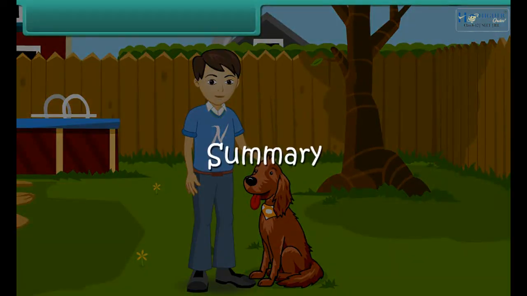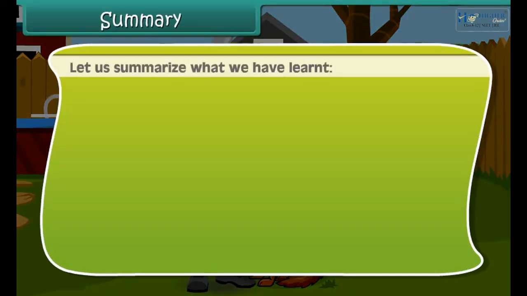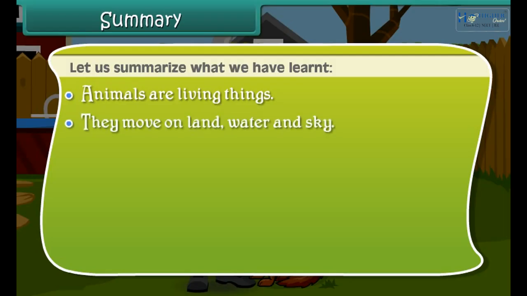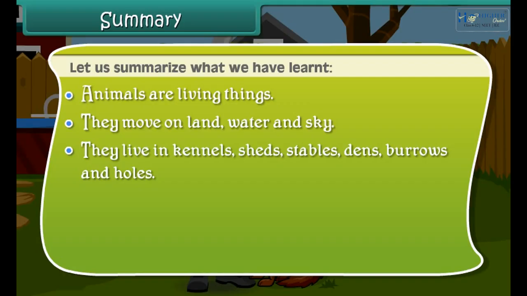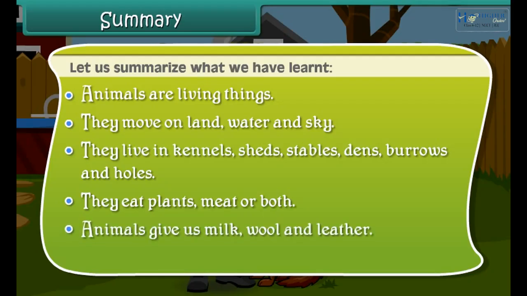Summary. Let us summarize what we have learned. Animals are living things. They move on land, water, and sky. They live in kennels, sheds, stables, dens, burrows, and holes. They eat plants, meat, or both. Animals give us milk, wool, and leather.